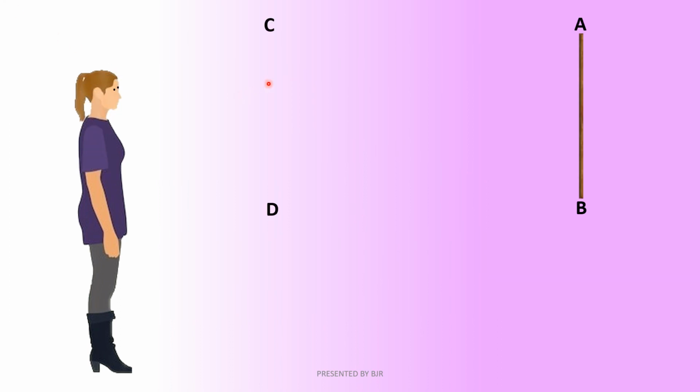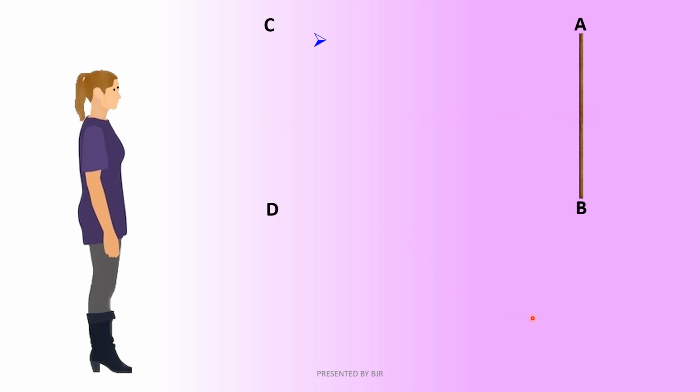Now see here. Previously the rod was at AB. At that time it made an angle of 24 degrees. Now I will bring this rod slowly towards her eyes to the point CD. I will move this rod slowly like this.